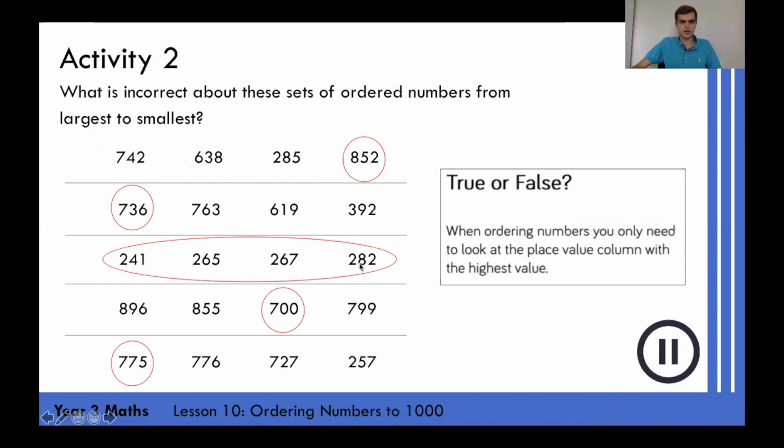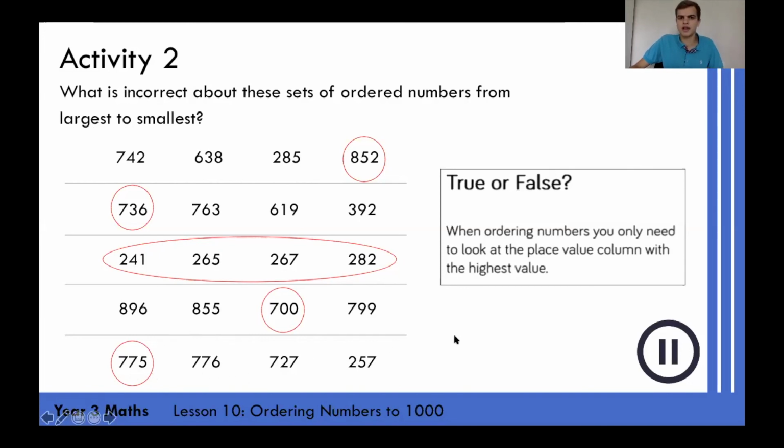This one, what have I done wrong on this one? So it looks like they're in the right order. Well done if you spotted that I've done them from smallest to largest, and I'm looking at trying to put them from largest to smallest. So I've still ordered them correctly, but I've done them from smallest to largest instead of going from largest to smallest. Okay, this one here, I've got 700 in the wrong place. That needs to go at the end, doesn't it? Because 700 is less than 799. And this one, I've got 775 in the wrong place because that needs to go here because 776 is larger.